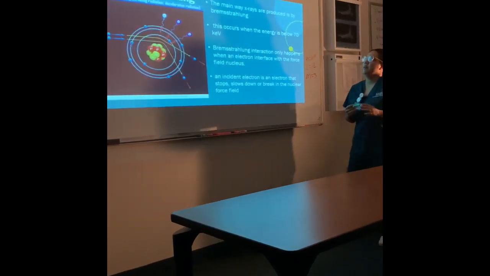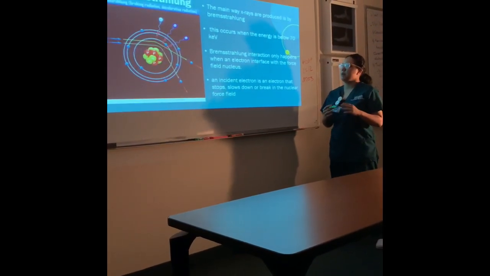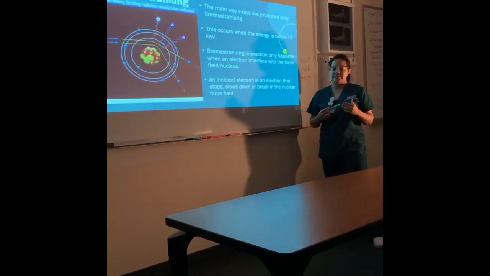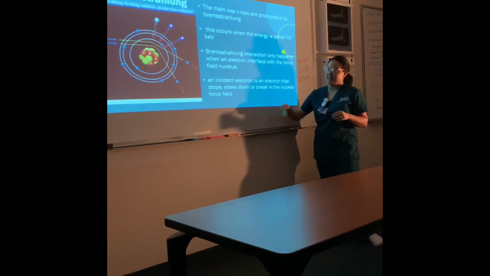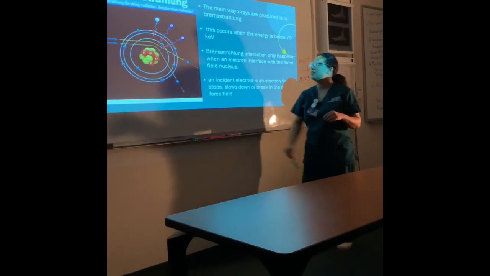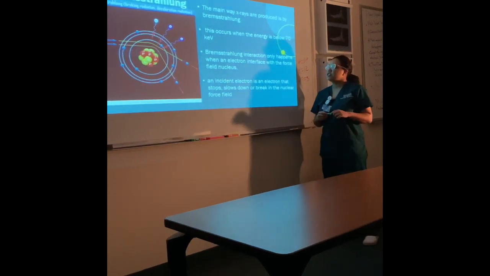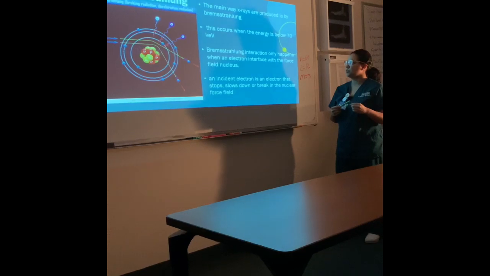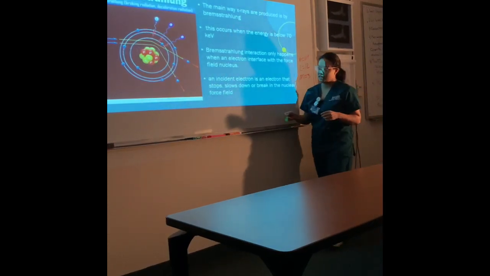Brems law. The main way X-rays are produced is by Brems law. This occurs when the energy is below 70 keV. This is a Brems law atom right here that we have. Brems law interaction only happens when the electron interferes with the force field of the nucleus.